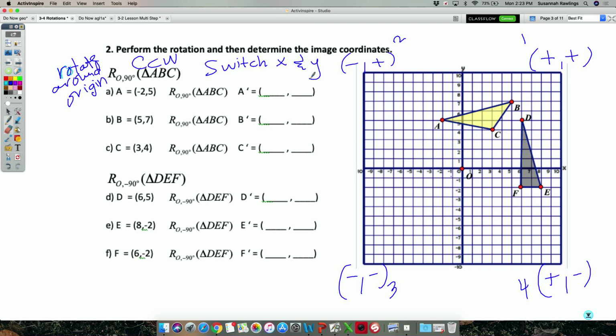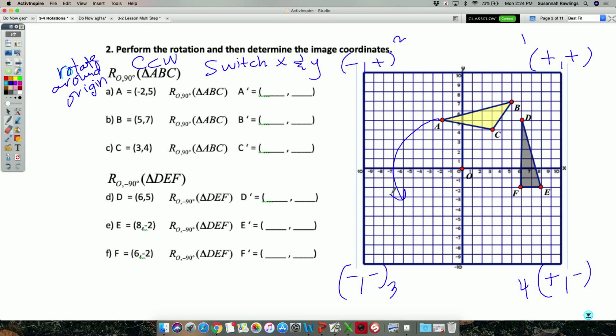Alright, so switching X and Y means I take my point and flip it, but what we don't want to do is take the whole image and do it at one time. You want to focus on each point individually. So let's start with point A. Point A is in the negative positive quadrant, yes? If I rotate that point A 90 degrees counterclockwise, where's it going to land? Which is the negative, negative. So I know that my answer here should be negative, negative.